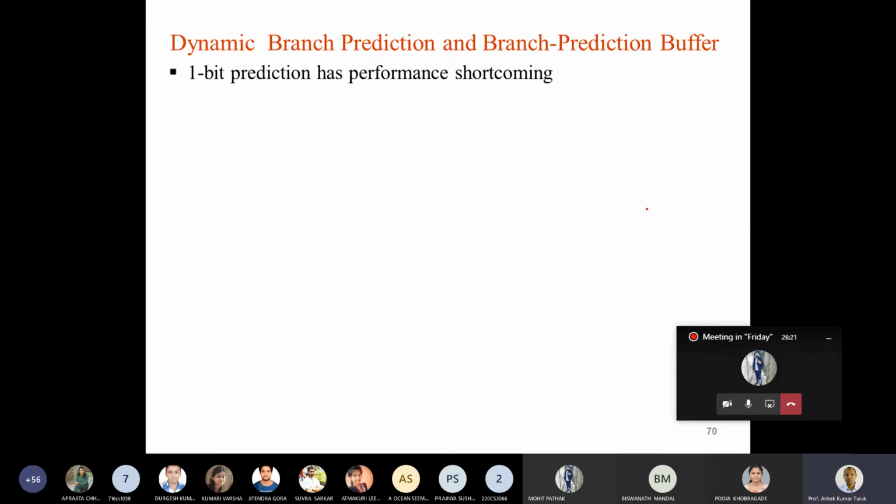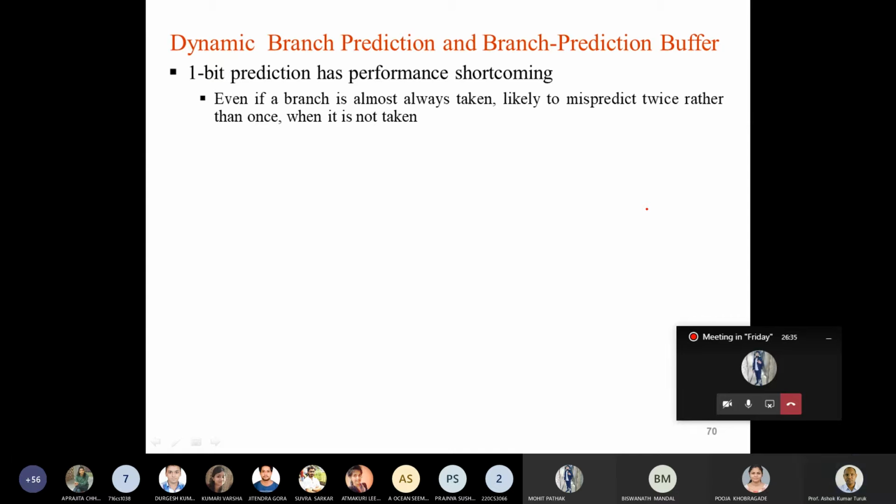Then the 1 bit prediction: we are having a buffer, and the buffer contains 1 bit of information. So this 1 bit prediction has a performance shortcoming. Now let's look at what the performance shortcoming is. Even if the branch is almost always taken, it is likely to mispredict twice rather than once when it is not taken. Now let's look at a loop. In case of a loop, the majority of the time you execute in the loop, and only when you exit from the loop does the branch condition become false.